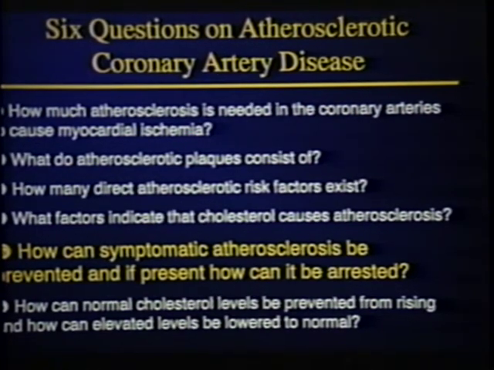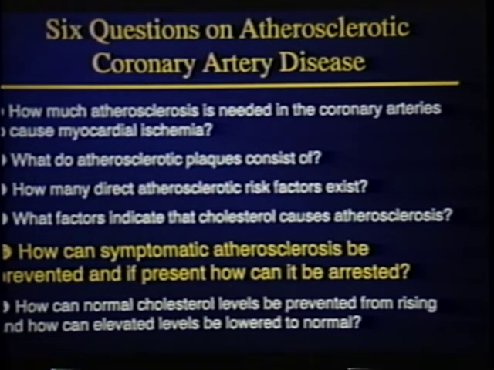Question 5. How can symptomatic atherosclerosis be prevented? And if present, how can it be arrested? How? Lower the cholesterol. Suppose it's already normal. Prevent the fibrous scar from forming, or new fibrous scar from forming. And how do you do that? Research.